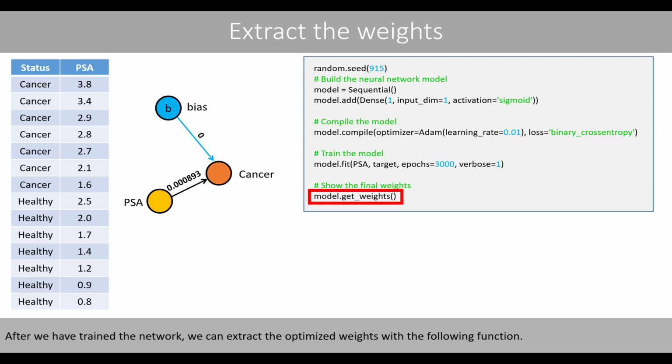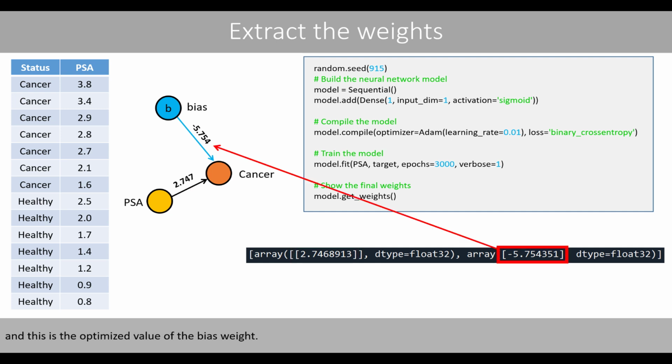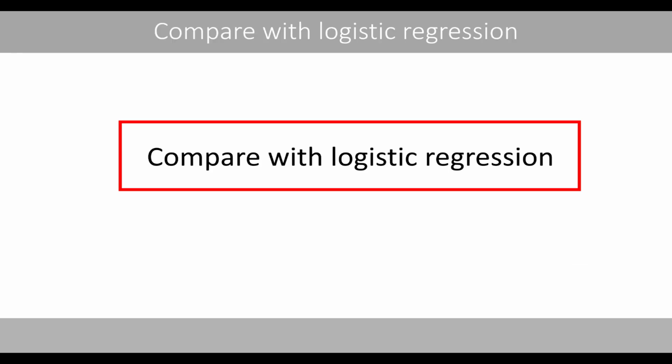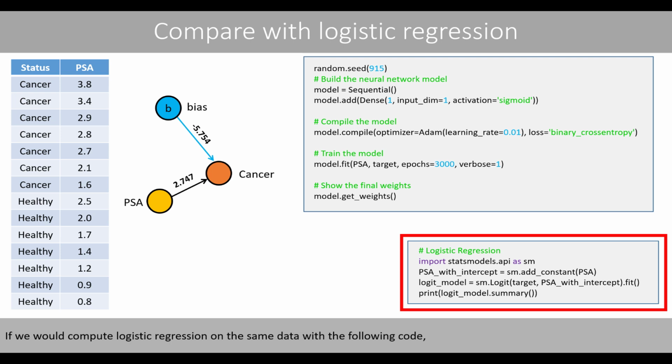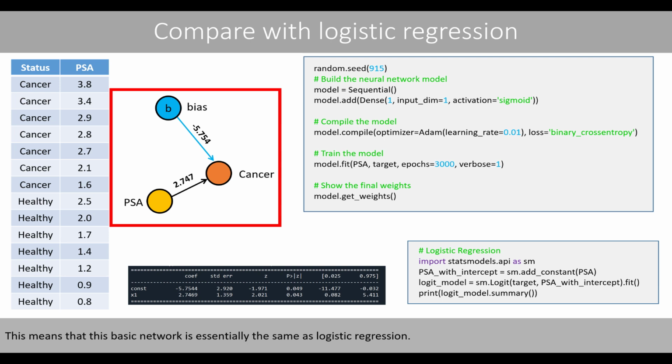After we have trained the network, we can extract the optimized weights with the following function. This is the optimized weight that is associated with the input node. And this is the optimized value of the bias weight. If we would compute logistic regression on the same data with the following code, the estimated parameters in this model will be almost identical to the values of our weights. This means that this basic network is essentially the same as logistic regression.